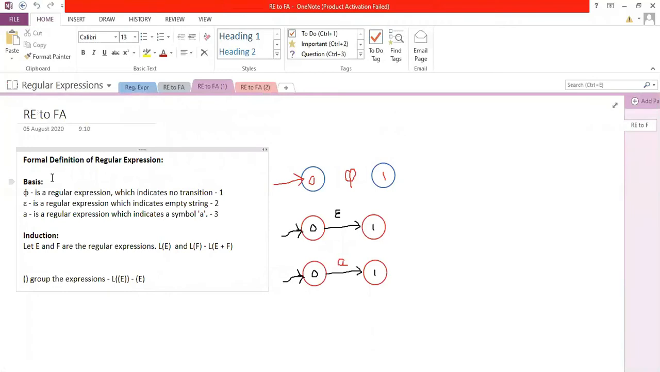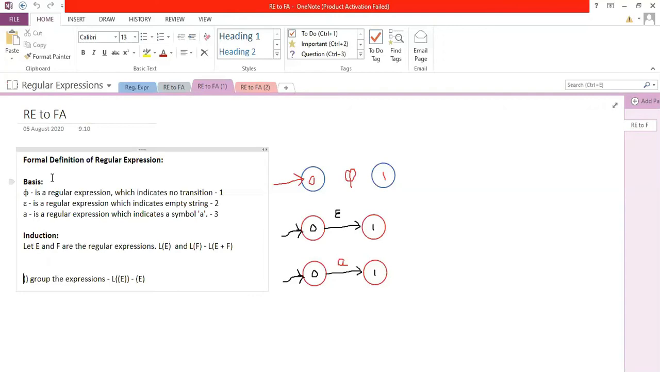The formal definition of a regular expression, you know already. We define it as two things: one is the basis part and another is the induction part. In the basis part, we have defined just symbols. In the induction part, we have the combination of those expressions. Keeping this in mind, we need to know how to represent the basis part in automata format as well as the induction part.